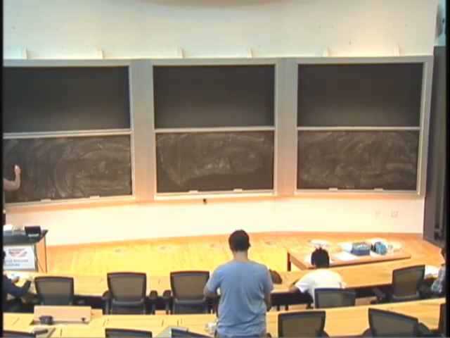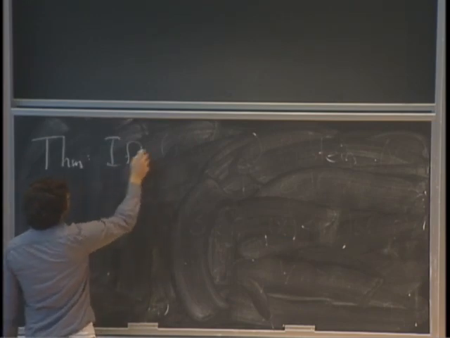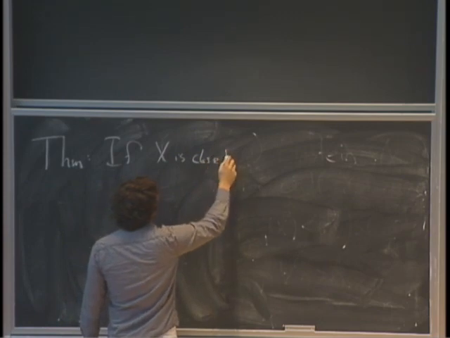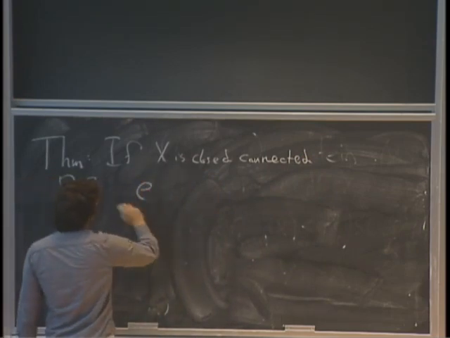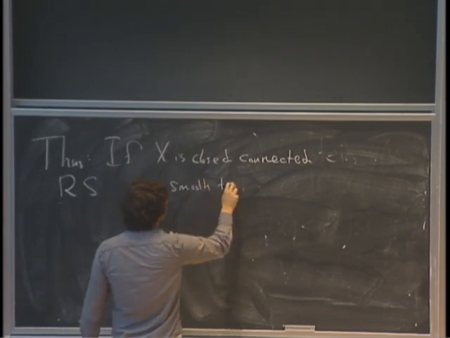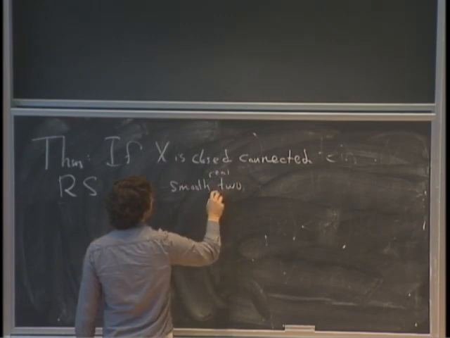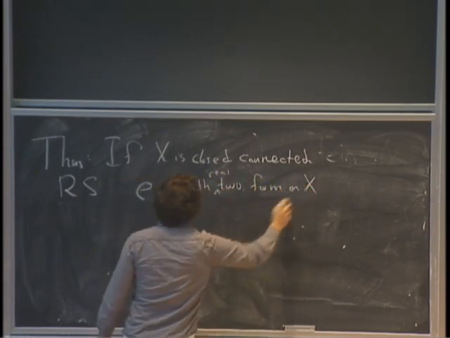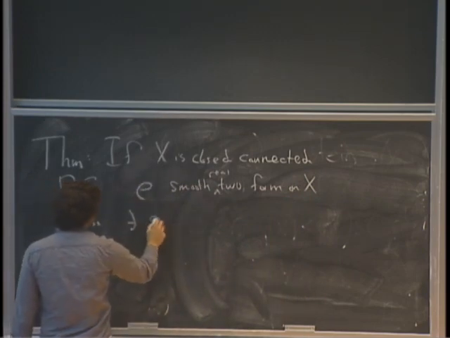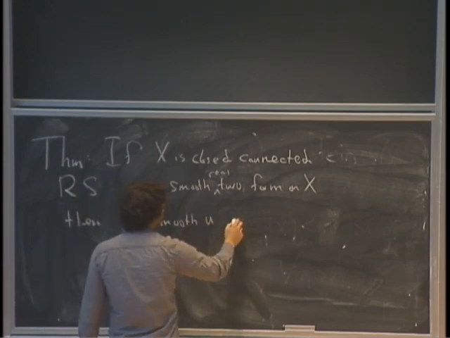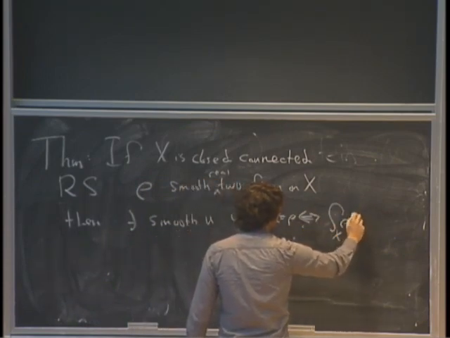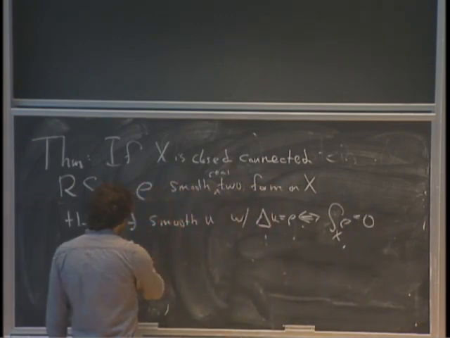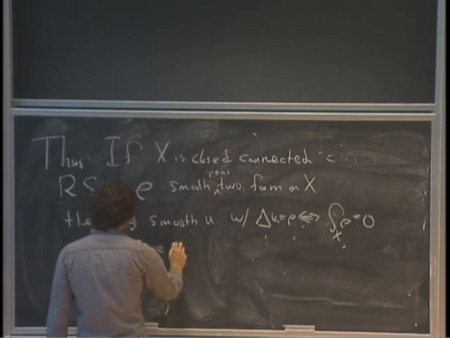Yeah, so remember last time we were looking at this main analytic theorem, which was: if X is a closed and connected Riemann surface, and rho is a smooth real two-form on X, then there exists a smooth U with Laplacian of U equal to rho if and only if the integral of rho over X is equal to 0, and this U is unique up to constants.